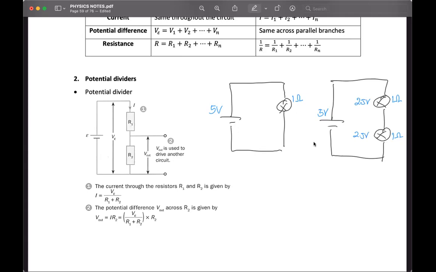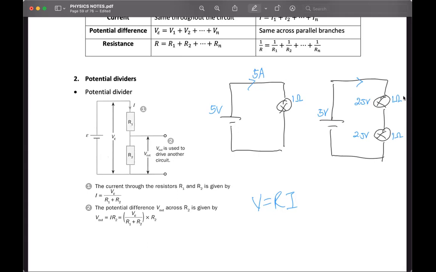So now I want you all to calculate what is the current flowing through all this. Okay, can you all calculate the current? You just need to use the V equals RI formula. The first one on the left is very simple. Your V is 5, your R is 1, your current will be 5 ampere. So 5 ampere of current flowing through this will give you 5 ampere of brightness. Does that make sense to you all?